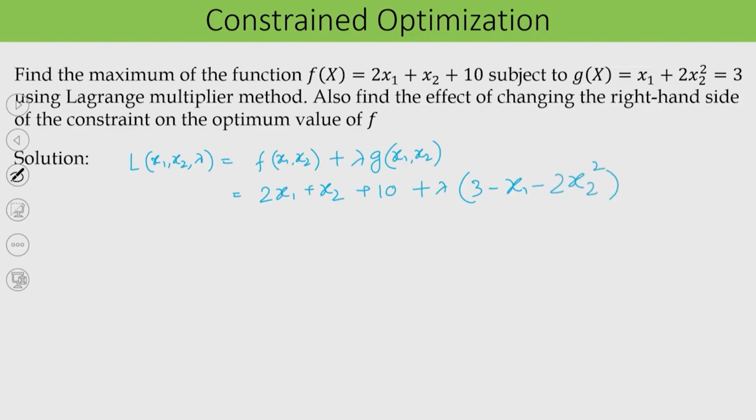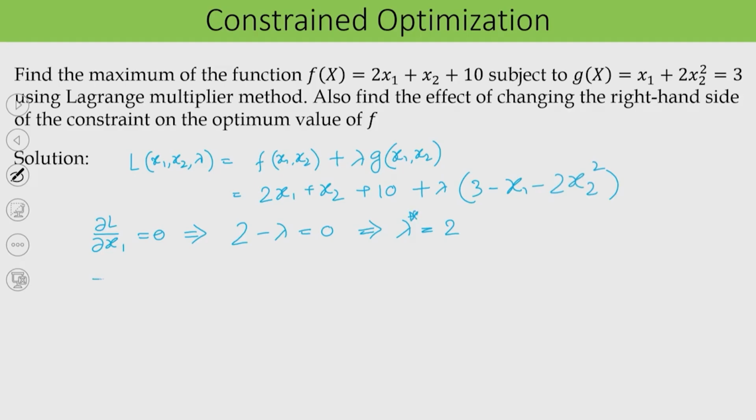So, apply the necessary condition. The necessary condition is that del L by del x 1 equal to 0. What I will get is 2 minus lambda equal to 0, and from here I can find lambda equal to 2, or I can say lambda star equal to 2.